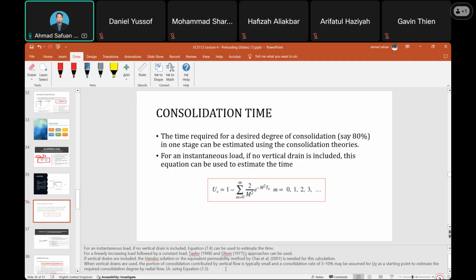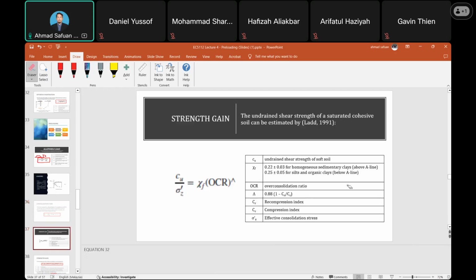So if you have vertical drains, we can assume 5 to 10% for the Uv. Then later on we can estimate the required degree of consolidation by radial flow. We will discuss it based on an example later on. So that is for the consolidation time.